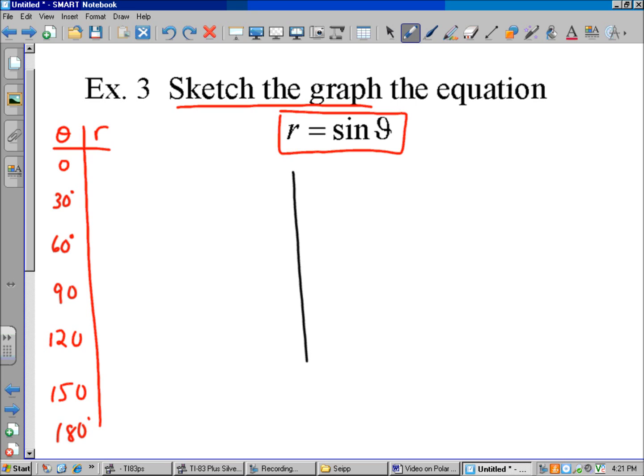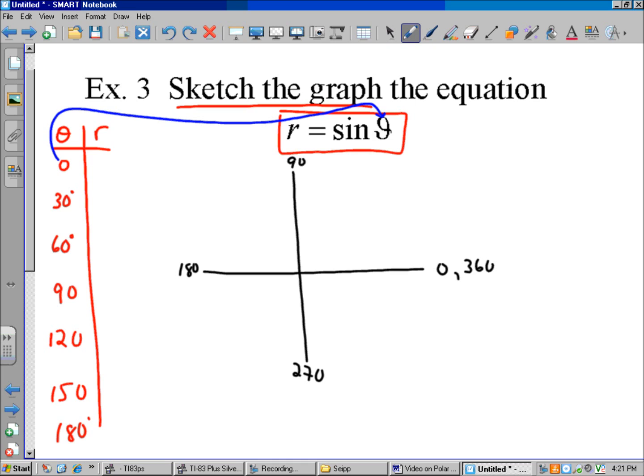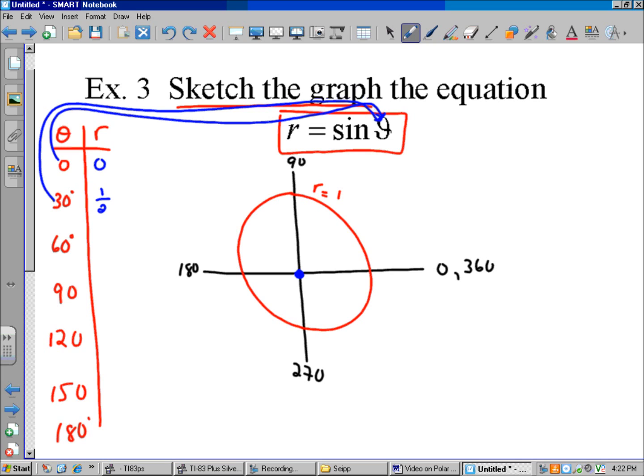All right, so here's my polar graph. This is 0 degrees, 90 degrees, 180 degrees, 270, and then we're back to 360 over here. All right, so let's do this in blue. So if I plug 0 in for theta, the sine of 0 is 0. So that's where I start, right? If I plug 30 degrees in, the sine of 30 degrees is 1/2. Okay, so before I do that, let me just get some r values here. Say that this is r equals 1.